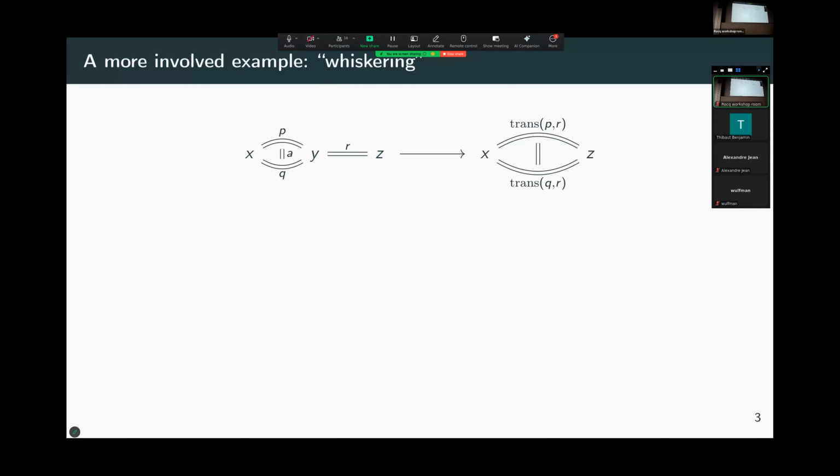Okay, so let me now give you a slightly more involved example, which is something that we call whiskering in category theory, but you don't need to know about that to understand what's going on. Just imagine now that you have a proof P that X is equal to Y and another proof Q that X is equal to Y, together with a proof A that P is actually equal to Q. And then you have a proof R that Y is equal to Z. Then you can prove that the transitivity of P with R is actually equal to the transitivity of Q with R. Okay, that sounds again a bit silly. And how would you prove that?